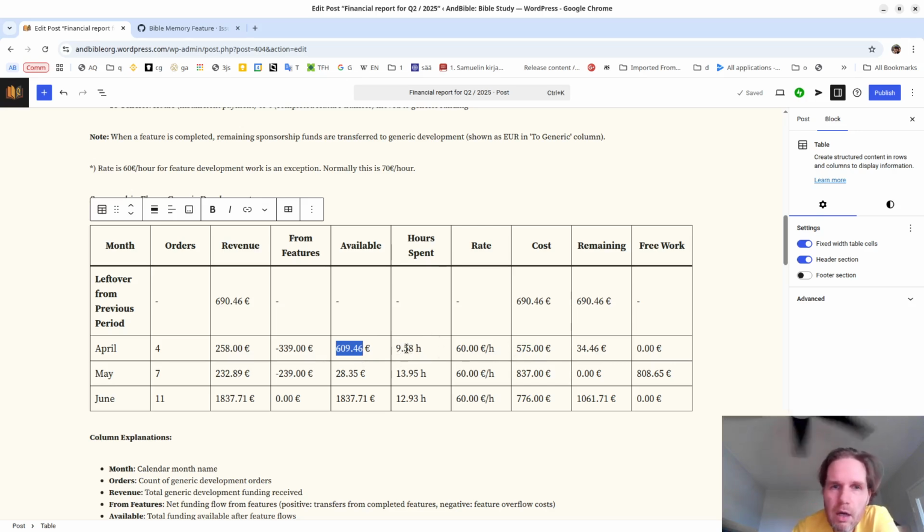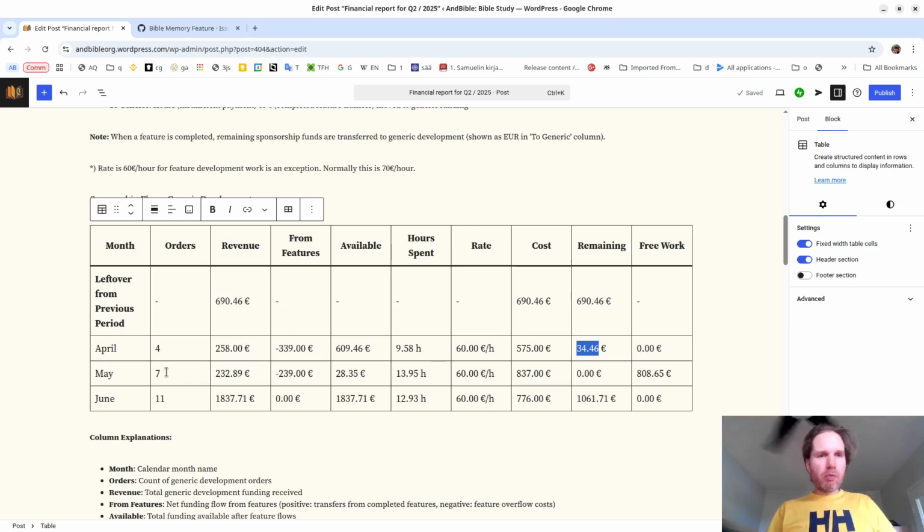And then as earlier we see our spend and rate, we will get from these the cost of the generic development, which is 575 euros. And if we remove this cost from available, we will get 34 euros, which will be available for the next month because it is not yet used.